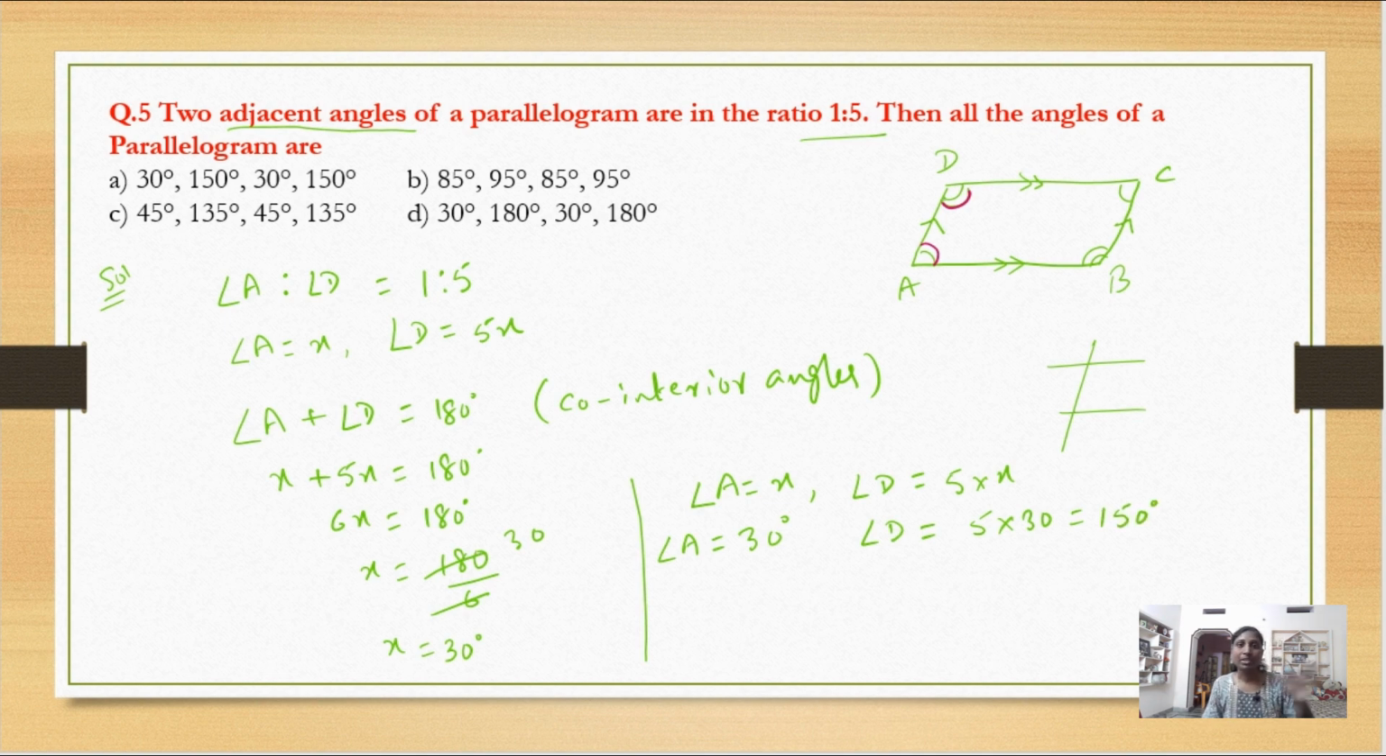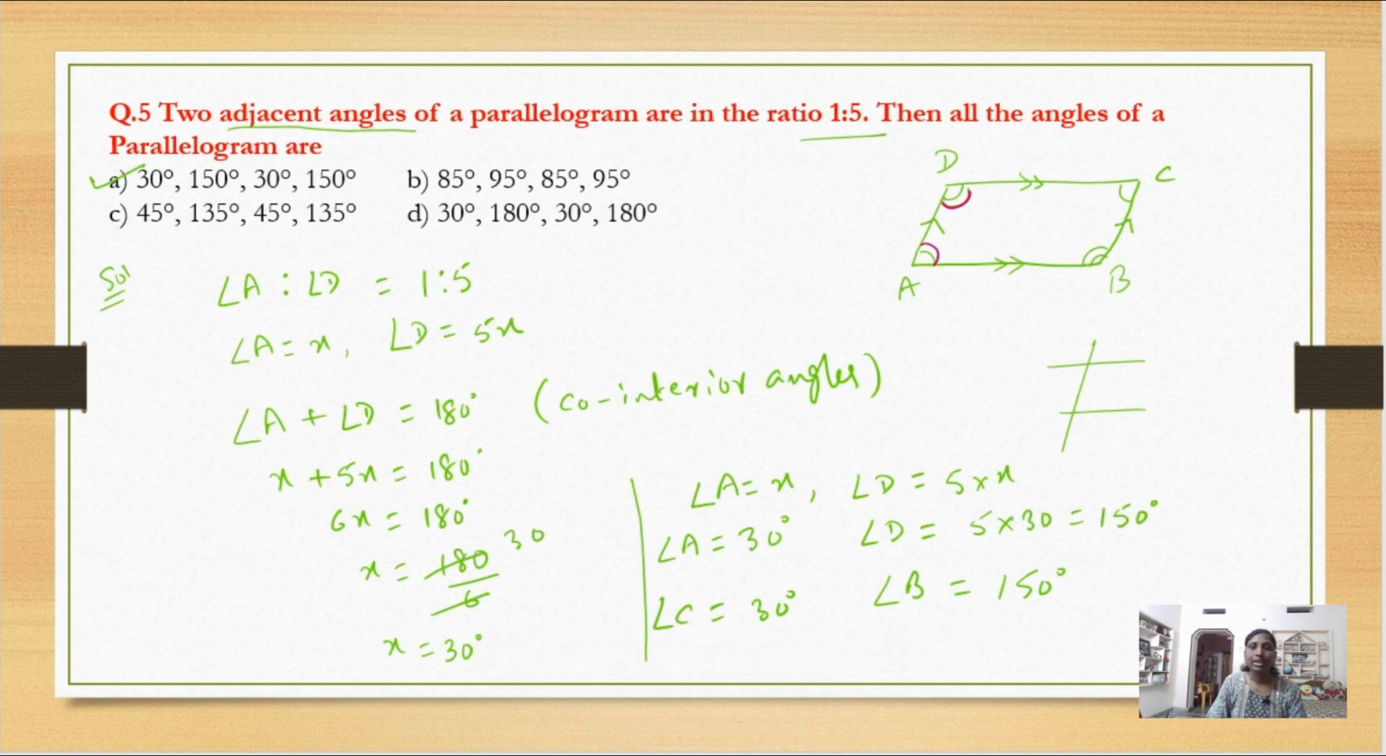What is the opposite angle of angle A? Angle C. So angle C is also 30 degrees. What is the opposite angle of angle D? Angle B. Angle B is also 150 degrees. It means option A is correct. Suppose it is given in a 2 marker or 3 marker, then you can solve it in this way.